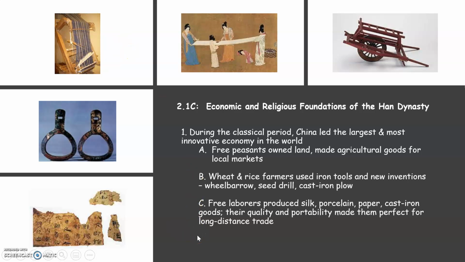These free laborers, they produced silk, porcelain, paper. There's an image of paper down below. It's one of the earliest papers that were ever found. They had cast iron goods, and the quality of these goods, and also that they're portable, so silk isn't very heavy, paper is not very heavy, porcelain containers aren't very heavy. It made them perfect for long distance trade. It made them perfect for things like the Silk Road.